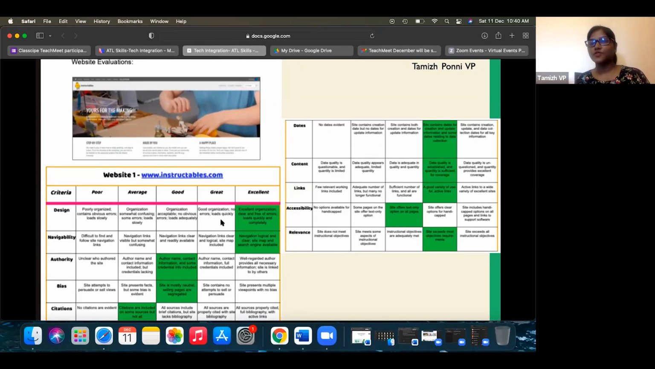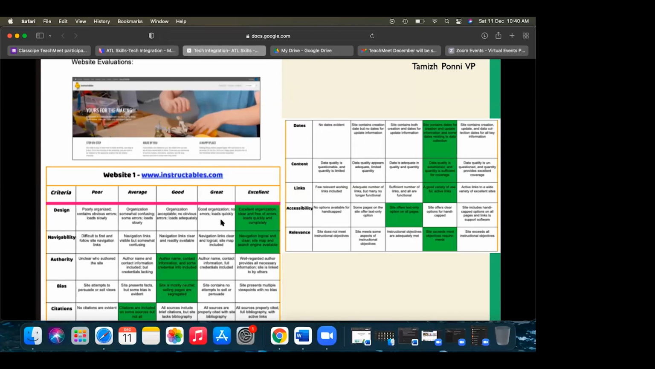Can anybody explain to me, since I've been talking for a long time, what is a rubric? What is a rubric? Have you used rubrics before in your classes? The rubrics. Yes.